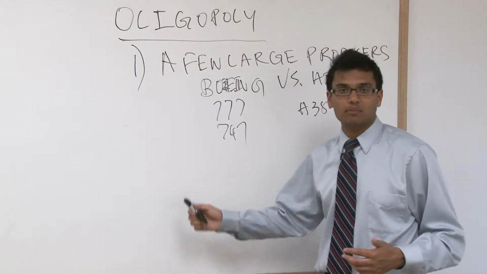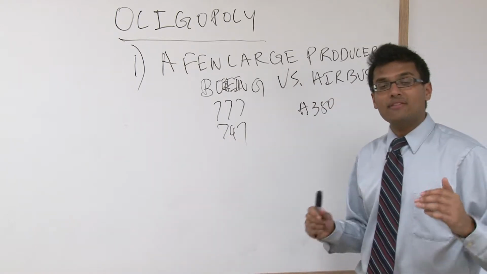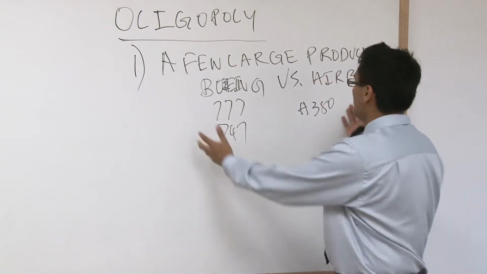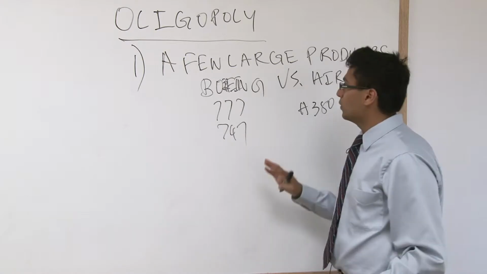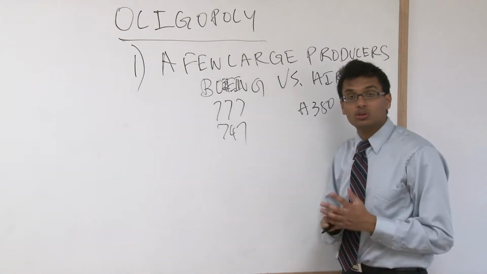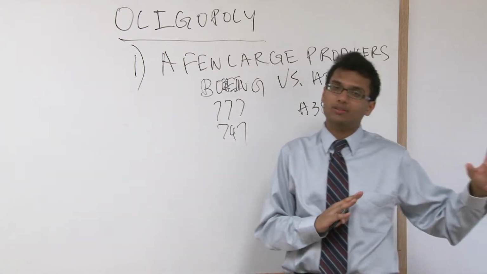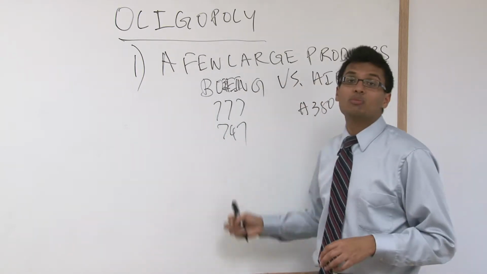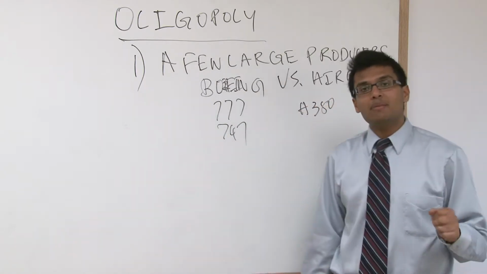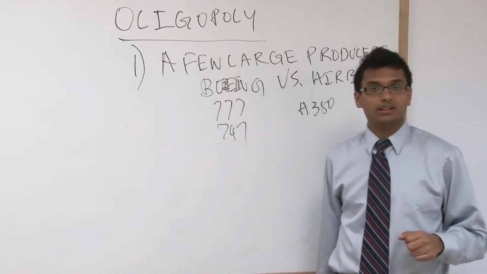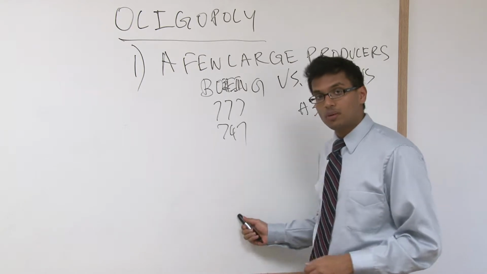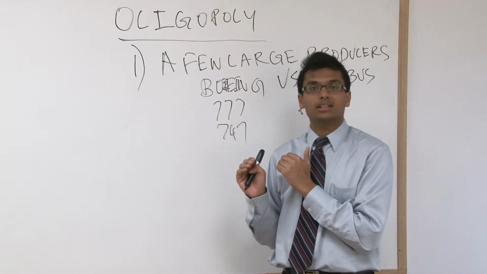Anyway, this class is not about Boeing and Airbus. It's about the fact that you have an industry, the airline industry, and there are two main manufacturers. So you have a few large producers that control the majority of the market. You've probably heard of Gulfstream, things like that, but they're small producers. These two control most of the market. So they're not just one. It's not just Boeing or just Airbus. It's the two companies that dominate the market together.